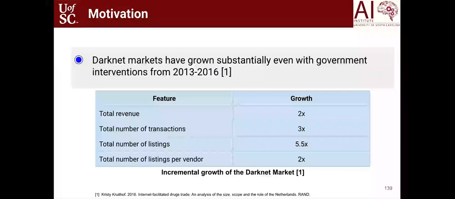So let us talk about the importance of the problem first. The darknet market, as I have discussed earlier, has grown substantially over the last few years. This particular data is from the period of 2013 to 2016, and the total revenue has doubled during this period. The total number of transactions has tripled and so on. Even though governments and other agencies are working hard at shutting down these markets, more markets keep emerging, and the revenue of these markets shows no sign of slowing down either.